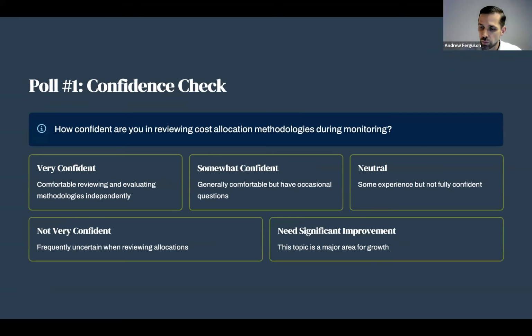That brings us to our first poll, and I'm going to try using the Zoom poll. I'll launch it here, and it should be pushed to your windows. The question is, how confident are you in reviewing cost allocation methodologies during monitoring? The options are very confident, somewhat confident, neutral, not very confident, and needs significant improvement. Again, this is not just to make sure you're paying attention. This is more to get a sense of who y'all are and where you're at as we dive into this topic.